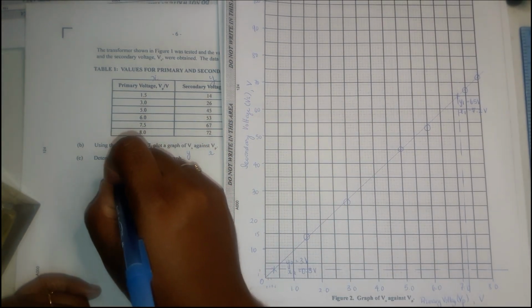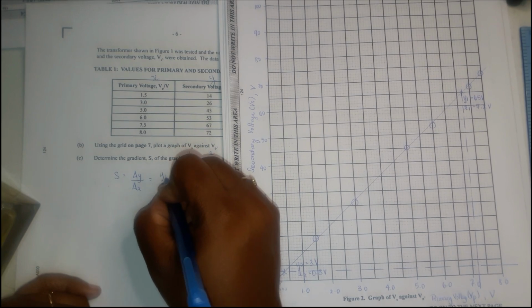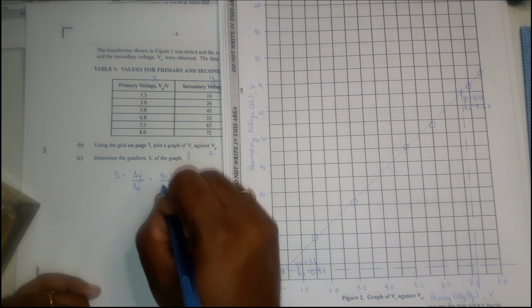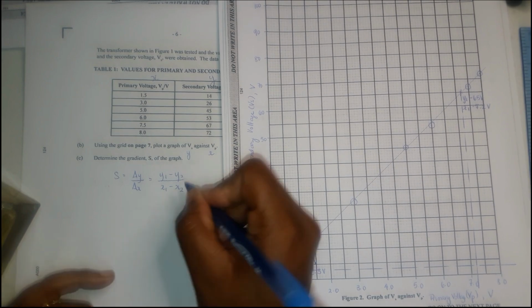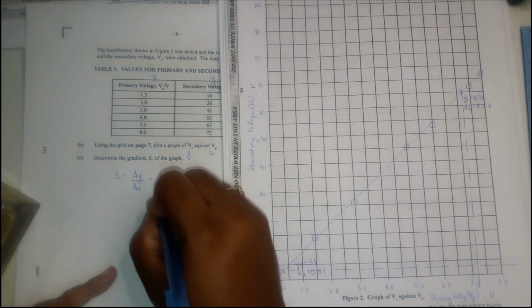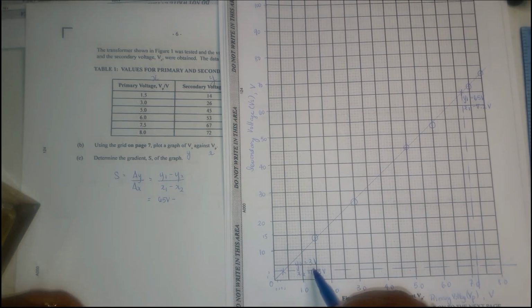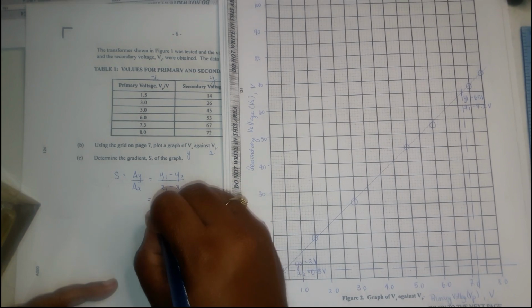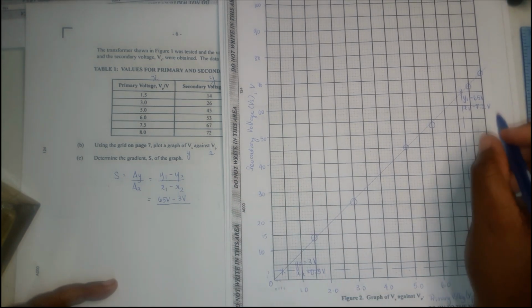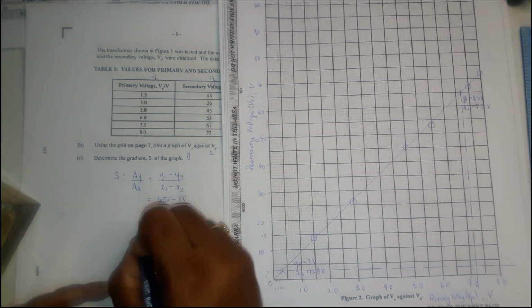We could find out the gradient of the line right now. They said S is equal to delta y over delta x, and we could now say y1 minus y2 over x1 minus x2. It's always rise over run. We look for y1 and put it here, 65 volts. Then we look for our y2, which is 3 volts, divided by our x1, which is 7.2 volts, minus our x2, which is 0.3 volts.